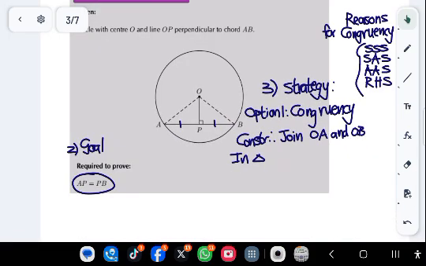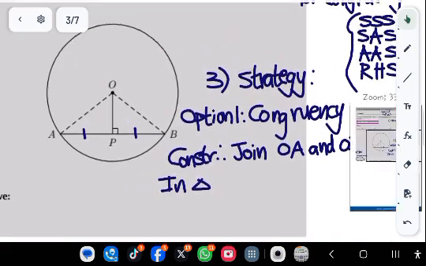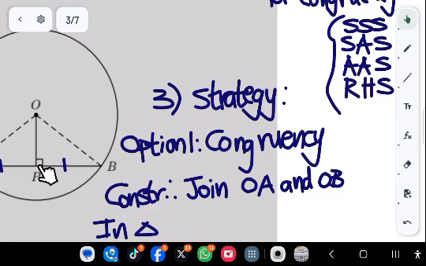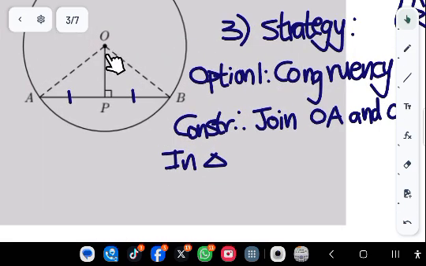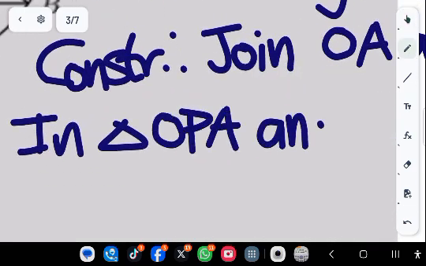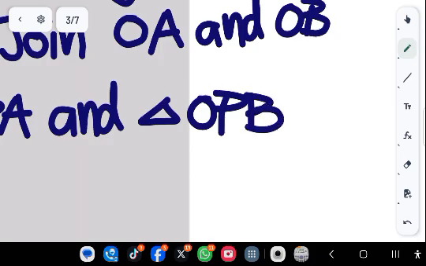And then these 2, you're going to see exactly how they are connected. So we pick one. We've got a right angle already. For right angle triangles, the best one to use is RHS, right angle hypotenuse side. You can use the other ones as well, it's not a problem. However, because we only have one angle that is given to us, which is that right angle, the best one to use is the right angle hypotenuse side, or one that only requires one angle to prove that congruency. So let's go. Now in triangle OPA and triangle OPB, we want to prove congruency.